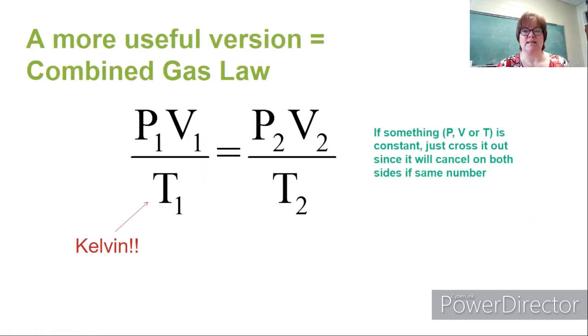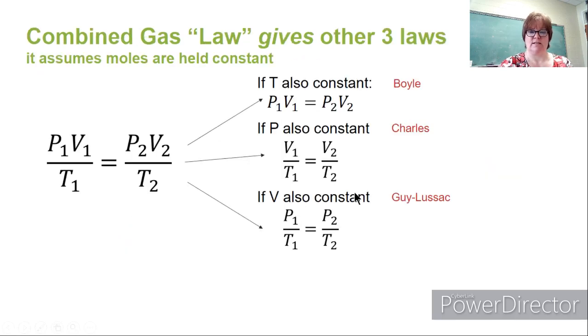I will say that we can take all 3 of those together and come up with a 4th law that we call the combined gas law. It's basically saying you don't necessarily have to keep anything constant, so you can have the pressure times the volume divided by the temperature equal to the pressure times the volume divided by the temperature at the other set of conditions. Notice that if volume is constant, then V1 equals V2 and it cancels out and you get another equation. That's what I'm showing you here.